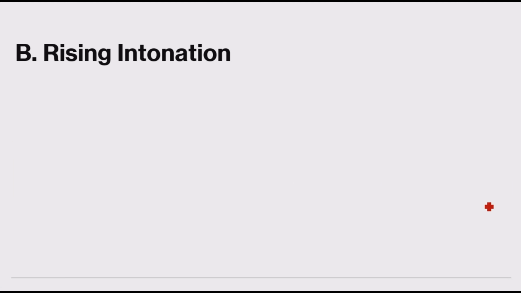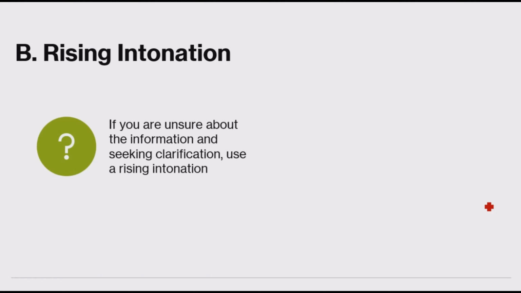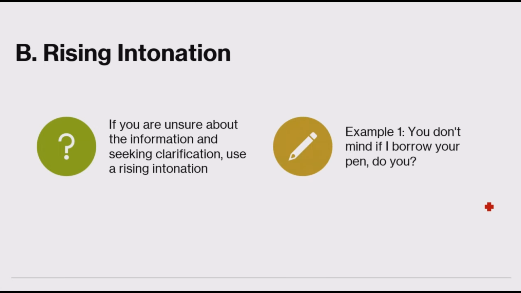The second aspect is rising intonation. So in this case, we are raising the voice. We are using this one when we are unsure about the information and we want to seek clarification about something. That's when we use the rising intonation. For example, you don't mind if I borrow your pen. So this is a negative statement. So we use the positive questioning tag. You is a subject. Then we convert don't, which is a negative, to a positive. So it becomes do you.